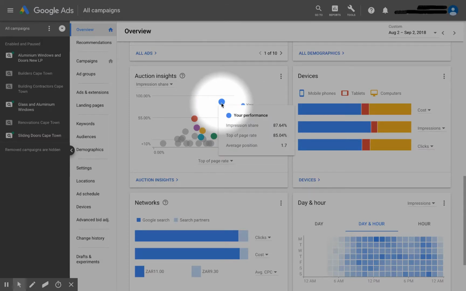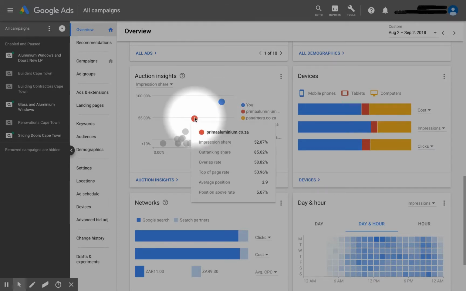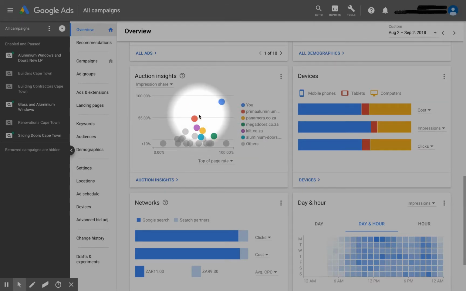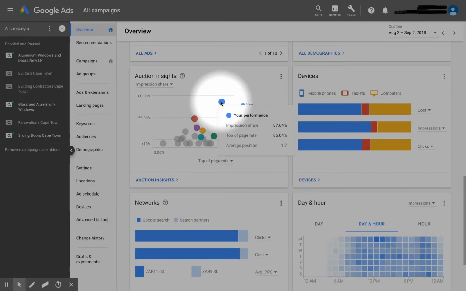And you can see we've shown 87.64% of the time. So that's what the impression share means, how many times you've shown. And below that, you can see top of the page rate is 85.04%. So we are shown and at the top of the page most of the time. In fact, you can see the closest competitors, Prima Aluminium or Kilt.co.za, all these companies are just miles behind us, because on the one axis we have impression share, and on the other axis we have top of the page rate. And this is a positioning map. So looking at those two metrics, this is where we feature almost in the stratosphere, miles ahead of our competition.